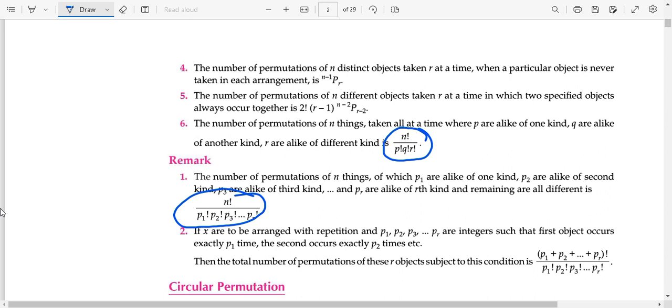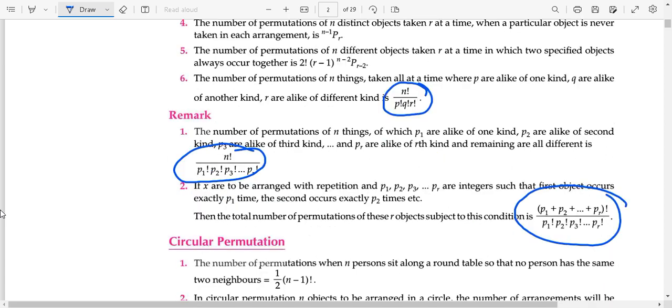If objects are to be arranged with repetition, and P1, P2, P3, ..., Pr are integers such that the first object occurs exactly P1 times, the second occurs exactly P2 times, and so on, then the total number of permutations of these objects subject to this condition is that.